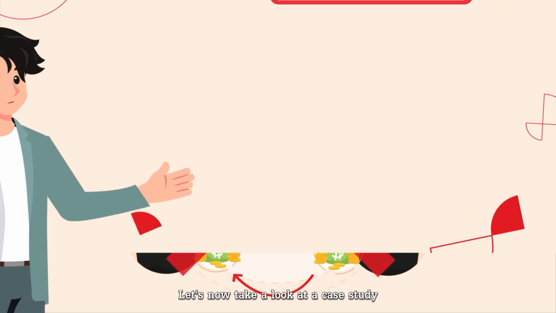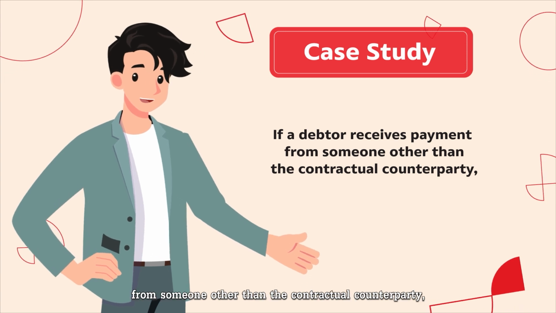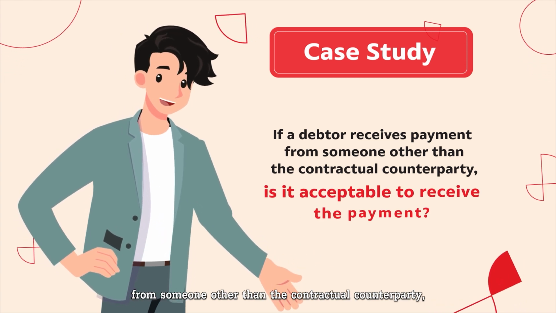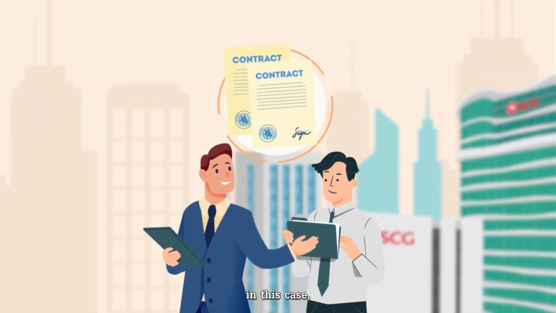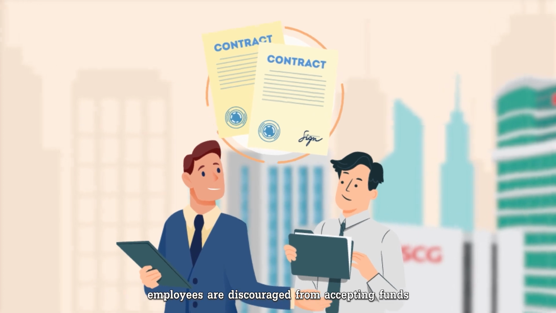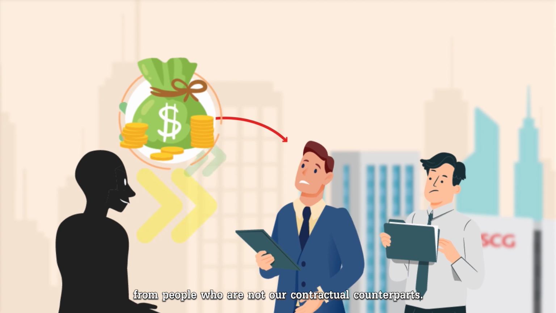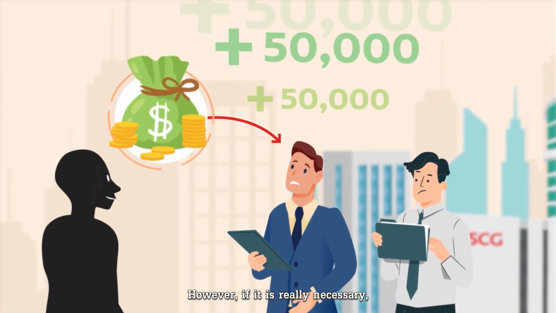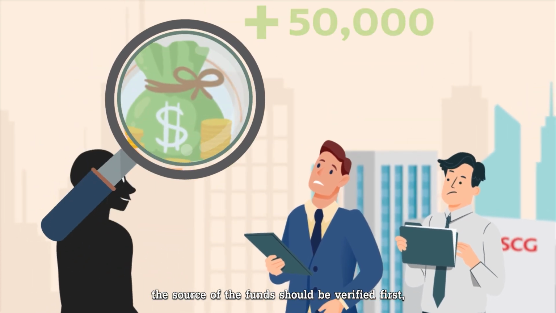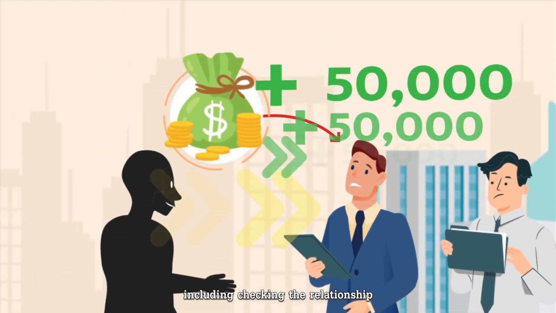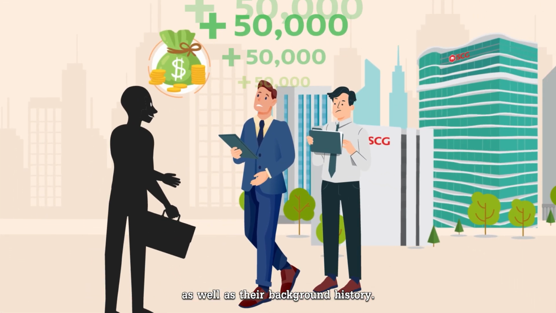Let's now take a look at a case study. If a debtor receives payments from someone other than the contractual counterparty, is it acceptable to receive the payment? In this case, employees are discouraged from accepting funds from people who are not our contractual counterparts. However, if it is really necessary, the source of the fund should be verified first, including checking the relationship between the debtor and the transferor, as well as their background history.